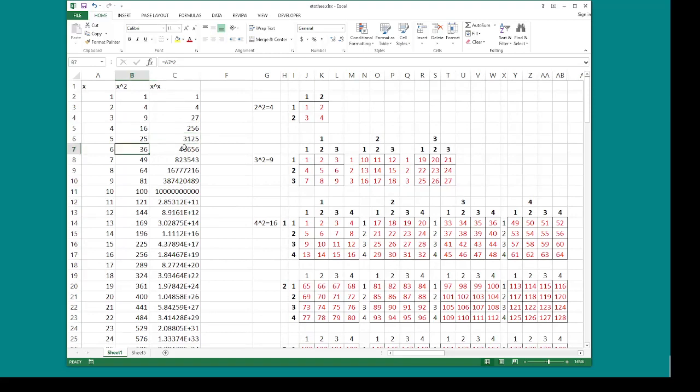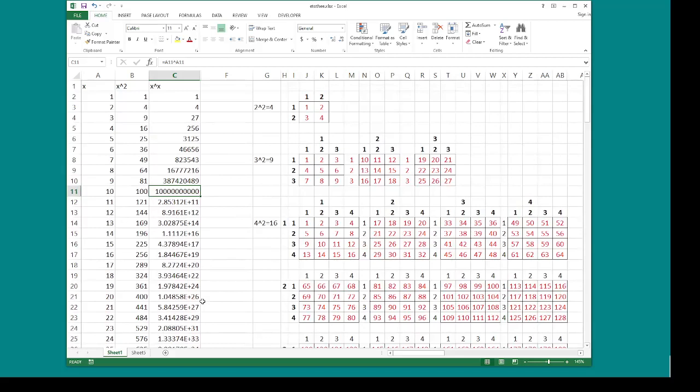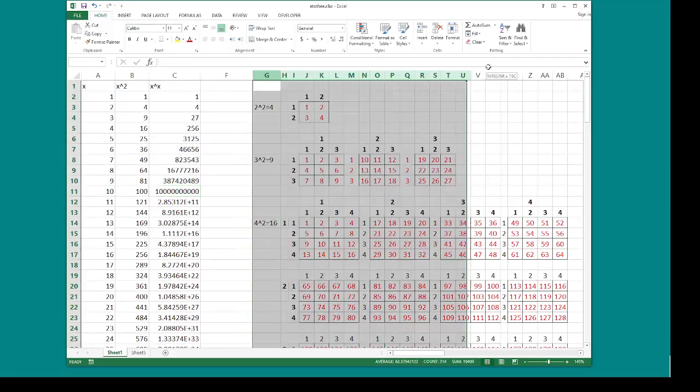6 squared is 36, and 6 to the 6th is 46,000. 7 to the 7th power is 823,000. And then we're moving up to 16,387,000,000, and then out to 10 billion. And you can see that these are increasing, but they're increasing at a kind of a steady rate. And so what is that steady rate that they're increasing by? And we don't need these examples any further.